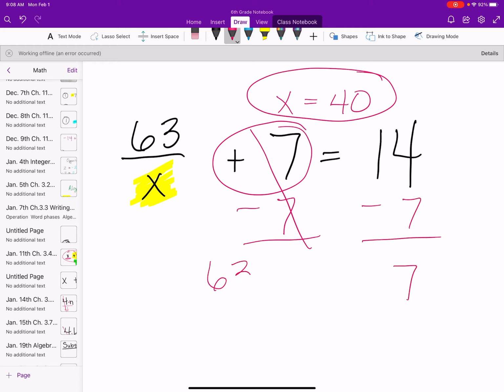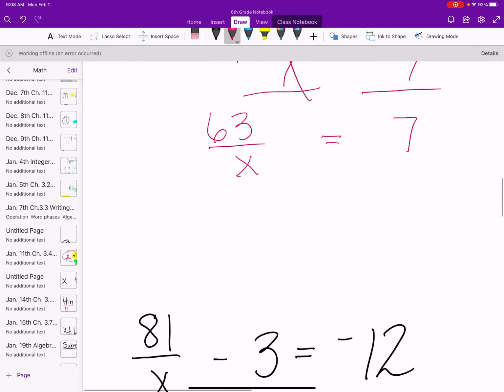So 63 divided by something gets you 7. If I do 63 divided by what number gets me 7? And so you might just know that x is equal to 9. Or you could say 7 times what gets you 63? And that is 9.